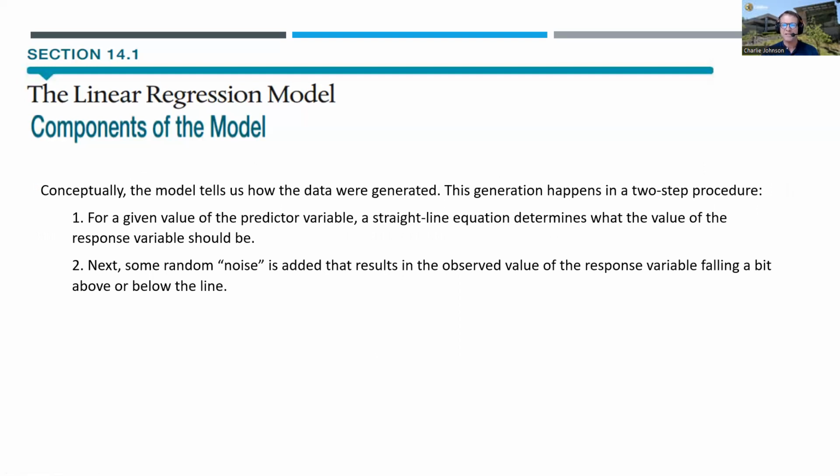Conceptually, the model tells us how the data were generated. This generation happens in a two-step procedure. Number 1, for a given value of the predictor variable, a straight line equation determines what the value of the response variable should be. Number 2, next, some random noise is added that results in the observed value of the response variable falling a bit above or below the line.